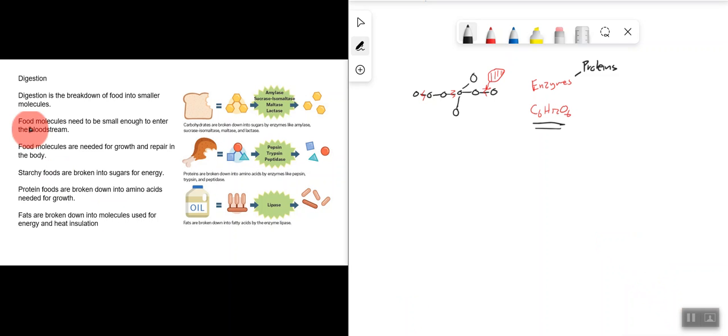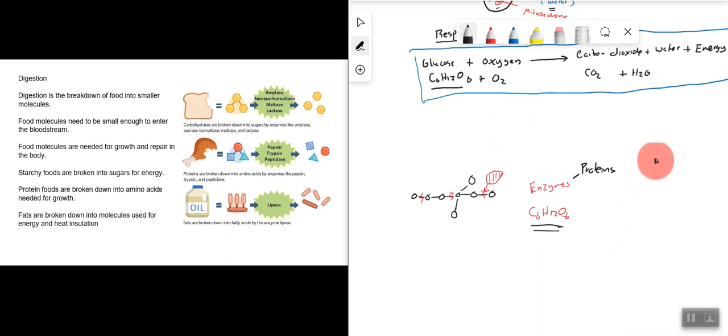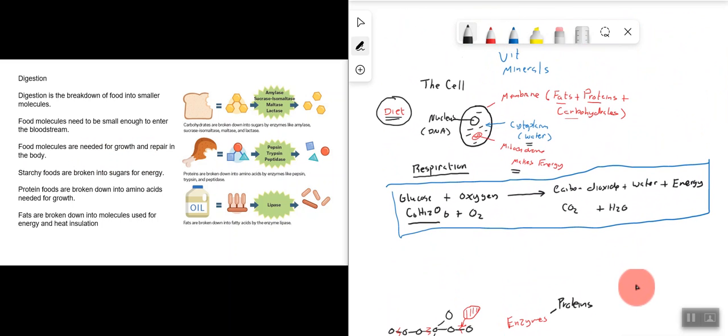So food molecules need to be small enough to enter the bloodstream. For example, they have to get into the blood. Food molecules are needed for growth and repair in the body. At a fundamental level, we're made up of cells, and those cells need to be repaired. So they need a constant source of fats and proteins and carbohydrates and vitamins and minerals in order to keep them healthy. They're constantly breaking down and then being repaired by the body.